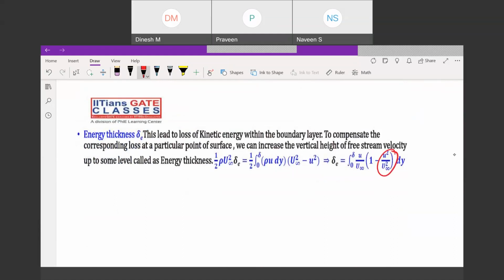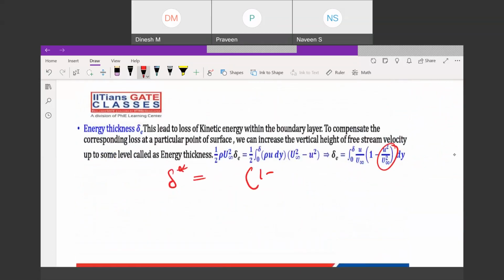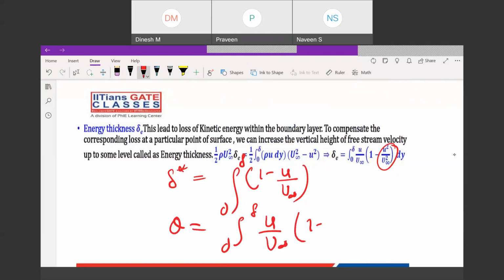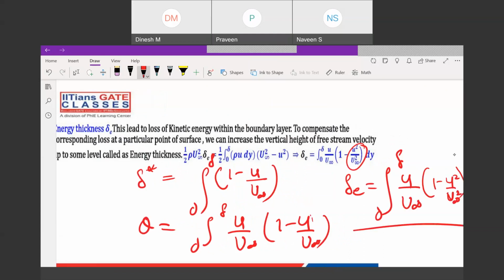So you see, this one, delta star, is our displacement thickness. Displacement thickness was 1 minus u by u infinity, integrated from 0 to delta. Momentum thickness was the same thing, only you multiply u by u infinity outside this bracket, 1 minus u by u infinity. Then energy thickness delta E, you square this thing. 1 minus u by u infinity is already there, just calculate the square of this one. This will represent energy thickness, this is momentum thickness, this is your displacement thickness. So you should remember all three equations.